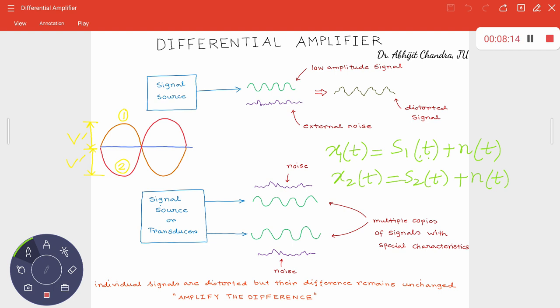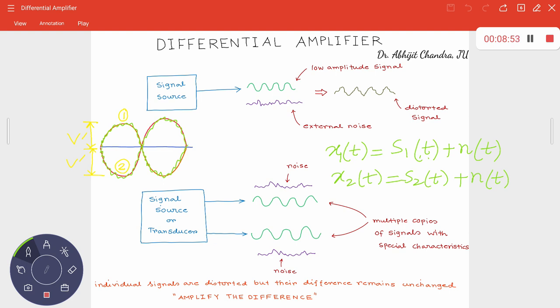But the corrupted signal x1 of t would look something like this. Suppose this is my x1 of t, for example. And suppose x2 of t is something like that. It is also corrupted. It follows the shape, but it is corrupted like that. So, what is x1 of t? The first original signal and the second original signal, and the signal shown in green is nothing but the noise corrupted signal. And we assume that both of these two signals are affected by the same noise, the same environment.